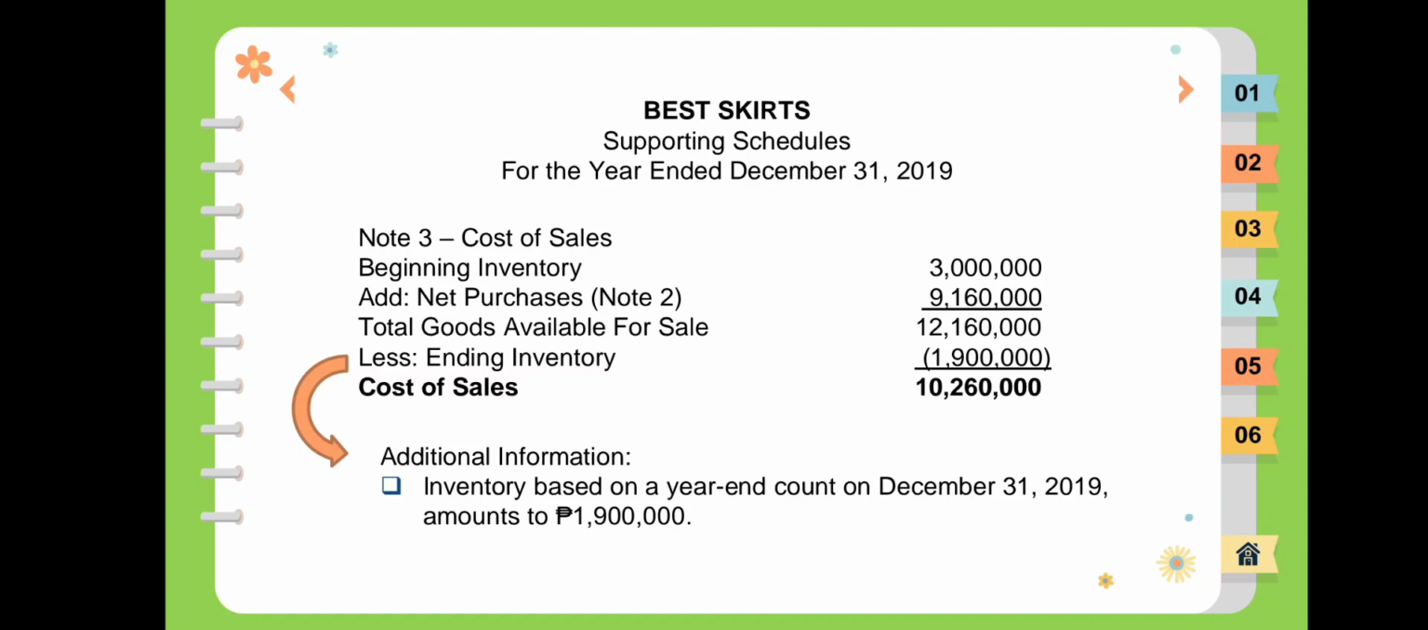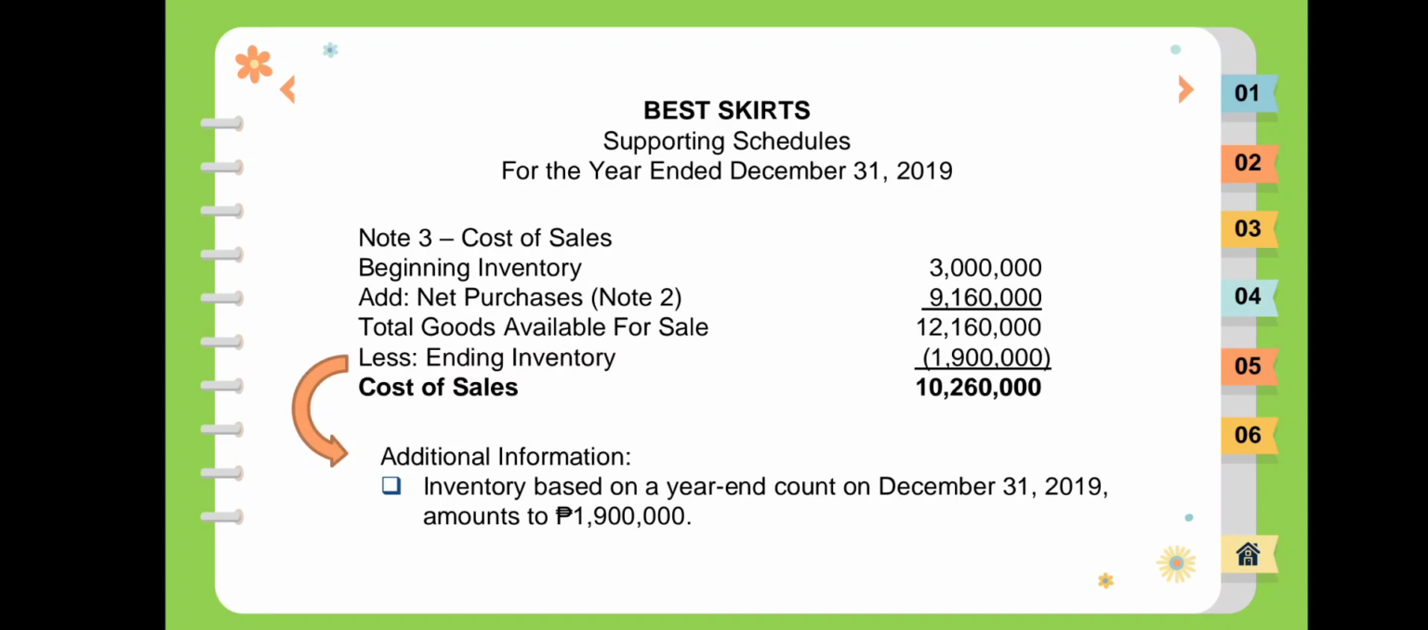Last, ending inventory. So, saan daw galing yung ending inventory? So, galing siya sa additional information. So, yan ang sinasabi ko na basahin nyo mabuti yung additional information. So, for this one, dito niya nilagay yung ending inventory. Yung amount ng ending inventory, which is 1,900,000. So, this is the amount of the inventory on December 31, 2019. Again, ending inventory is the amount of the inventory on the last day of the accounting year. Yung mga natirang inventory sa taong yan.